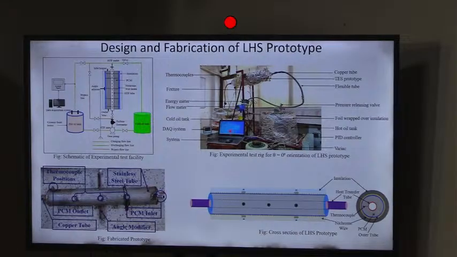out how this type of thermal battery can help us to be utilized for power generation, and that we have actually designed in the lab, where we have taken solar salt. Solar salt, basically, is the nitrates of potassium and sodium, 60 and 40%, which can be utilized for storing energy at a temperature which is beyond 200 degrees centigrade. That is the range in which the solar salt can be utilized for storing.